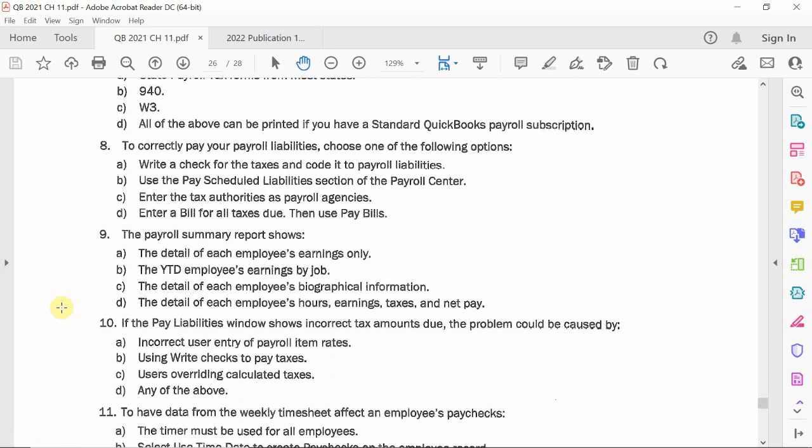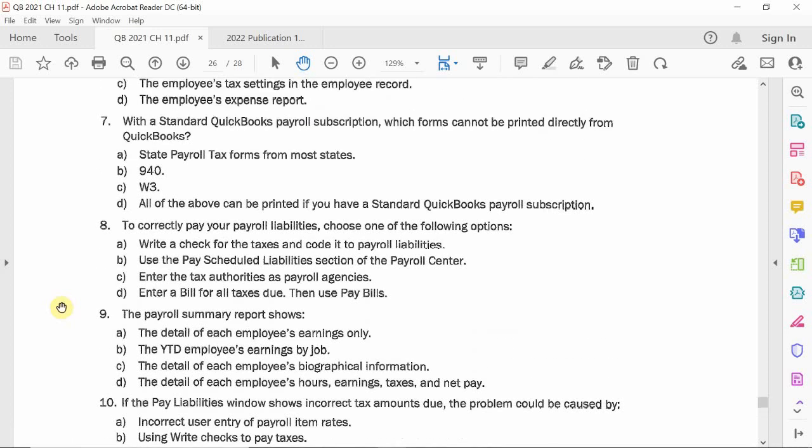So you have to click the tab, pay liabilities. You can either do that or you can actually go to it. So if you're going to be in the payroll center, you need to click on the pay liabilities tab. Okay, thank you.